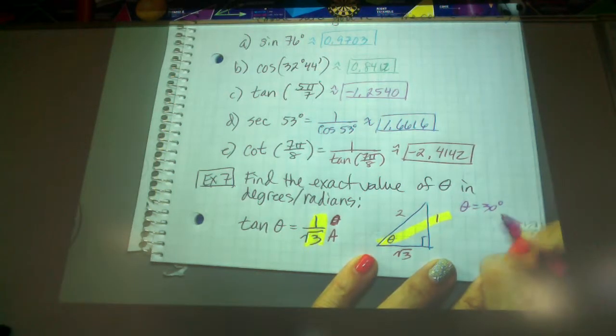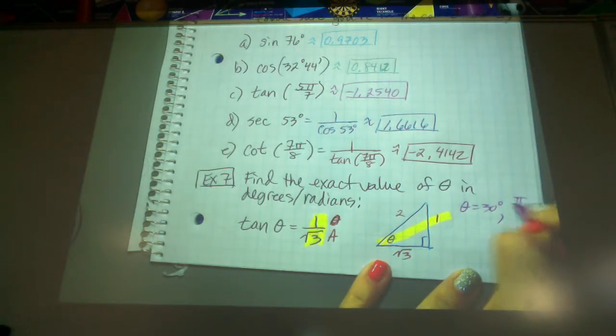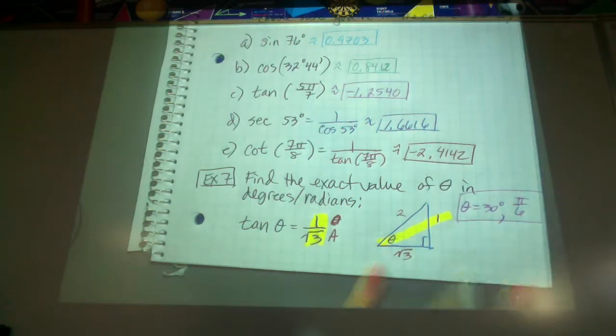So what is 30 degrees in radians? 180 divided by 30 is what? 6. So it's pi over 6. That's the easiest way to remember your radians. Divide 180 by that degree. Done. Issues? Questions? Okay.